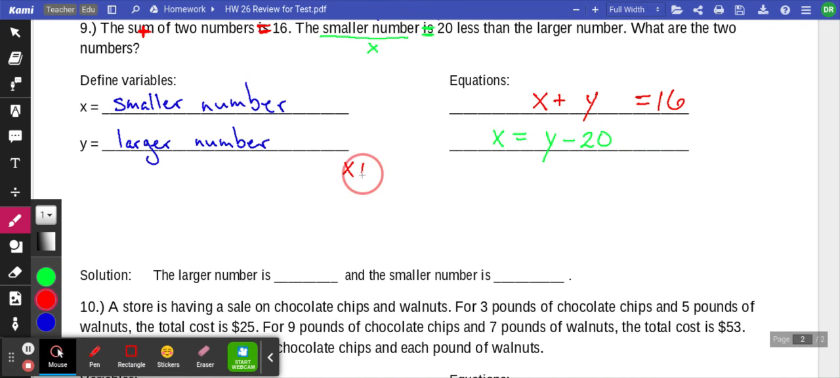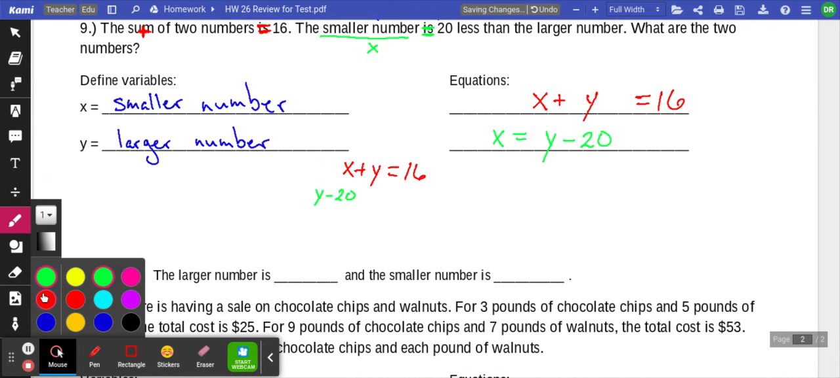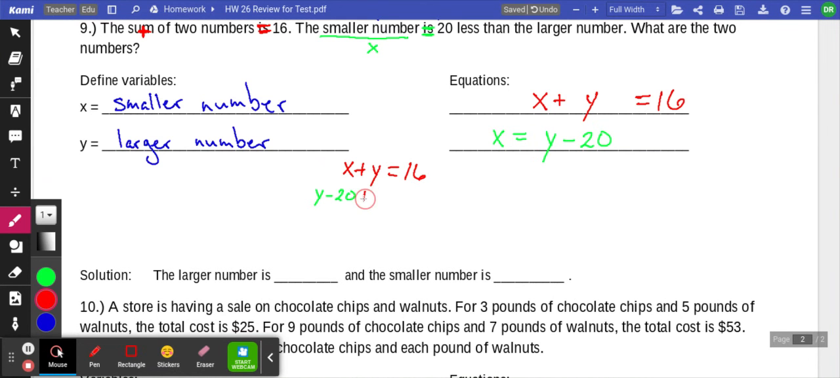So we have x plus y equals 16. And we have x equals y minus 20. So let's go ahead and substitute into this red equation. Instead of using the letter x, though, let's replace it with what x equals. So x equals y minus 20. Let me go ahead and replace that here. So instead of using x, I'm replacing it with y minus 20. But everything else stays the same. We still have a plus y, still have equals 16.